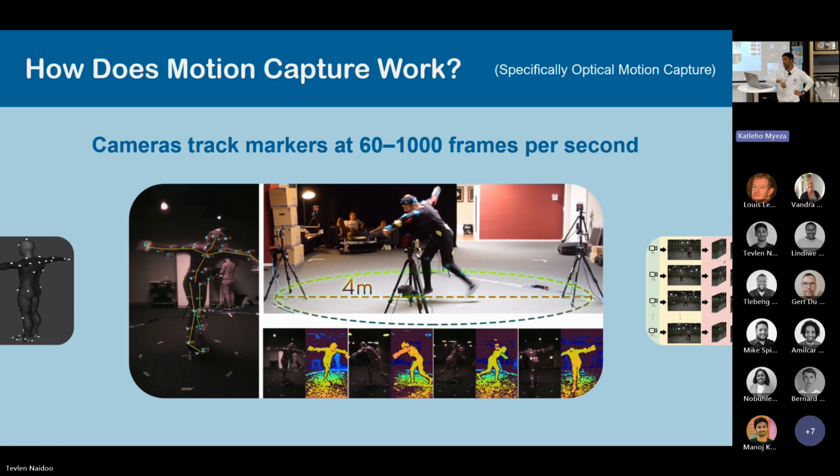You can start rolling the cameras. They'll track your reflective markers. And these cameras usually shoot from about 60 frames per second to 1,000 frames per second. So that's usually a lot of data.